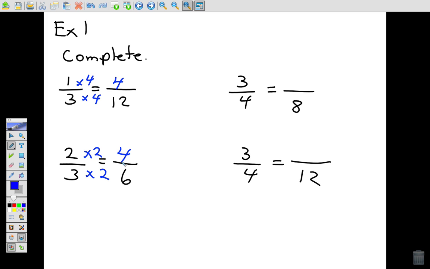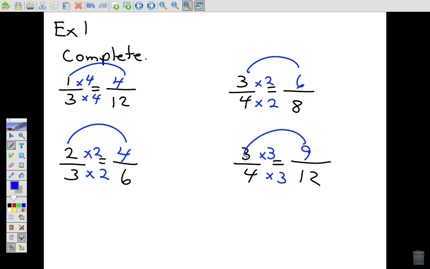And it doesn't ask you to reduce the final answer or anything like that. 4 times what is 8? Well, 2. So I have to multiply the top by 2, and I get 6 over 8. These are equivalent fractions. These are equivalent fractions. These are equivalent fractions. Let's do one more. 4 times 3 is 12. I have to multiply the top by 3, and I get 9/12. 9/12 and 3/4 are equivalent fractions.